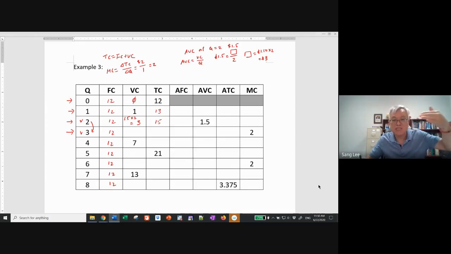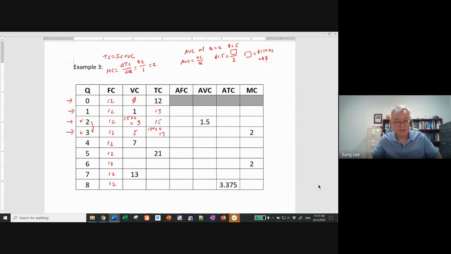So here, as you increase the output by 1, total cost increases by 2. At the previous output level, when you produce 2 units, total cost is 15. Now, when you produce 1 more unit, total cost increased by how much? 2. So 15 plus 2 is now what? 17. Then you do know fixed cost and total cost. Then what's the variable cost? Because the total cost is fixed cost plus variable cost. Total cost is 17, fixed cost is 12, then variable cost must be 5.